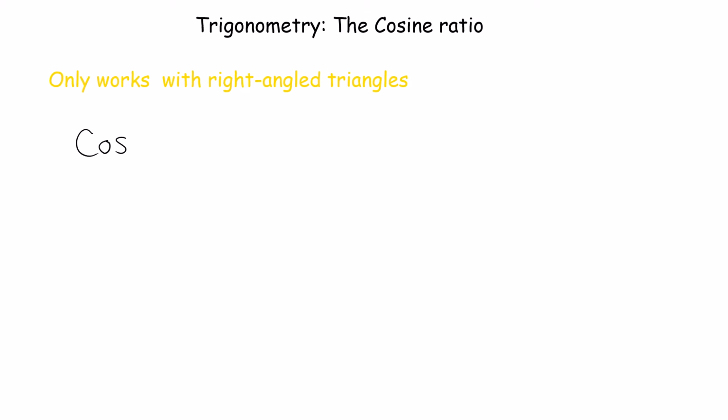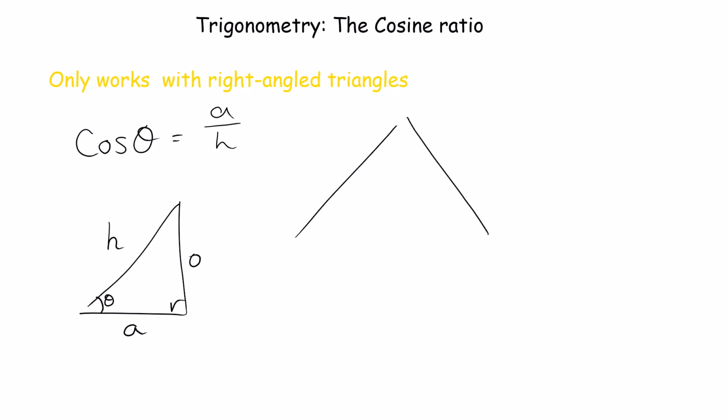The cosine we just write as cos, and we use theta again to denote our angle. And this time that is equal to A over H, so the adjacent side over the hypotenuse. So if you remember our right-angled triangle, we have the angle theta, we have our hypotenuse, which we label first, that is opposite our right angle, we have our opposite side, which is opposite theta, and then our adjacent side, which is next to theta. Okay, so cos theta is A over H, and again, if you want to use the formula triangle, we can have cos theta is A over H.